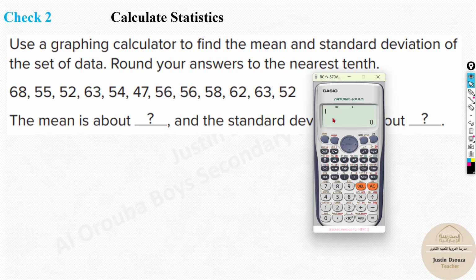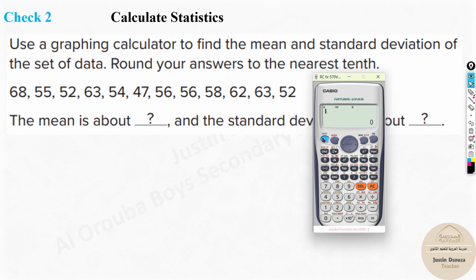I will do it over here. Even if you don't clear the calculator, I can just go to mode 3, 1, and when you input any new values, they will be saved. I'll just do it here: 68, 55, 52, 63, 54, 47, 56, 56, 58, 62, 63, 52. Now there are 12 values: 3, 6, 9, and 12.